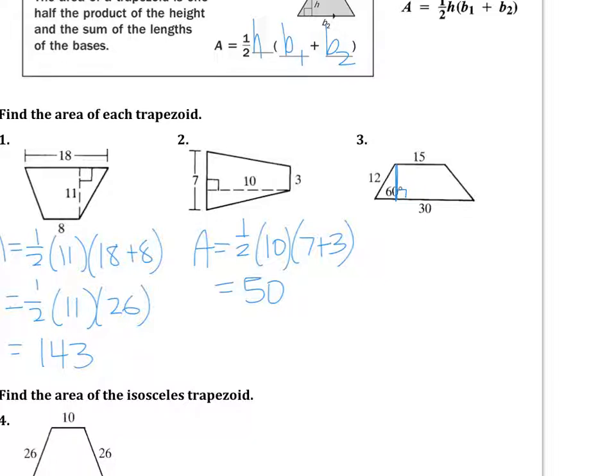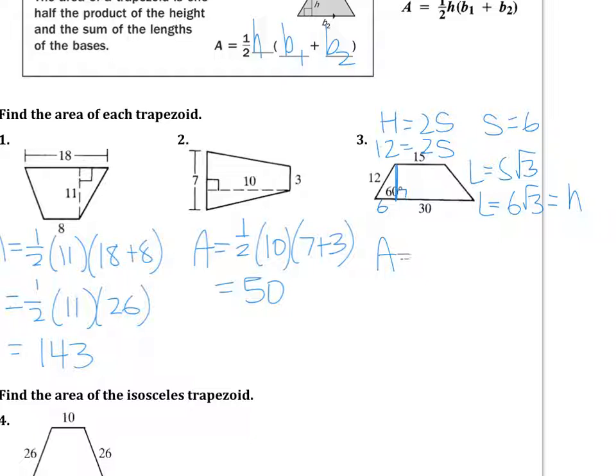So this is the hypotenuse, which is 2 times the short side. So 12 equals 2s. So the short side equals 6. So that would be this little piece here. And the long side equals the short side times the square root of 3. So that would be 6 root 3. So that's my height.